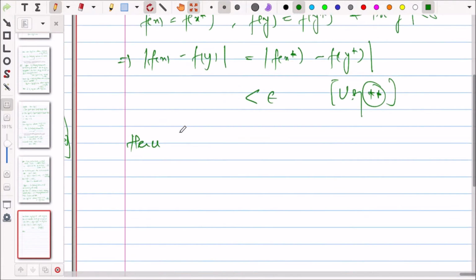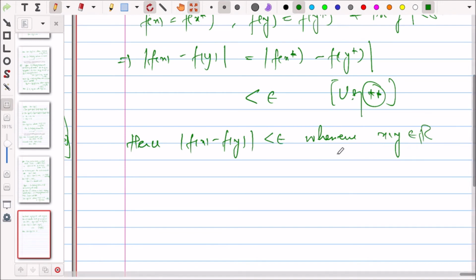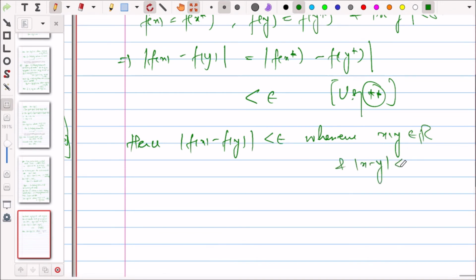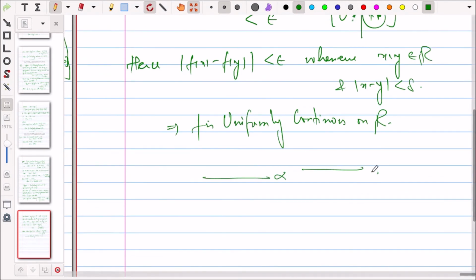So hence |f(x) minus f(y)| is less than epsilon whenever x, y belong to R and |x minus y| is less than delta. So this implies f is uniformly continuous on R. So this completes question number 14. Now let us move to question number 15.